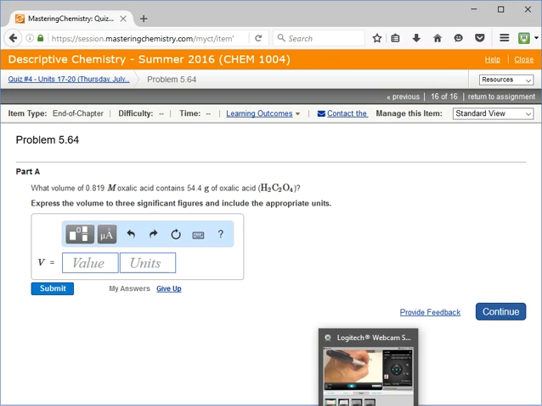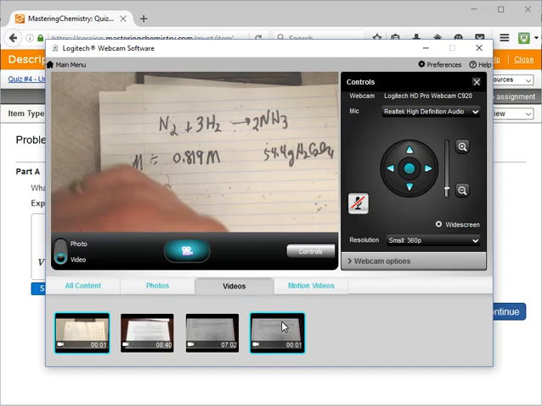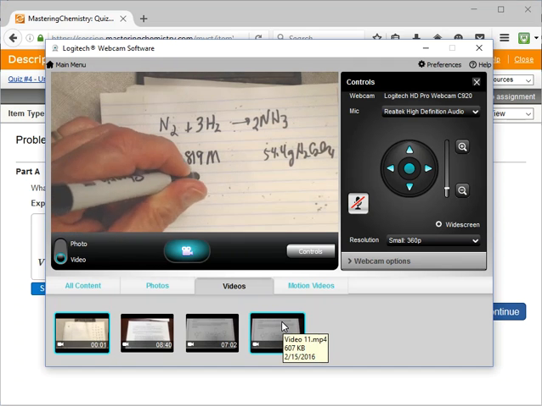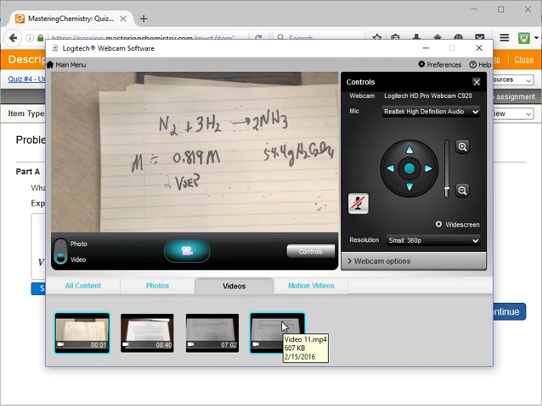And I'm at 54.4 grams of H2C2O4. And the question is, what volume do I need? What's the volume I have to get that much? Get the picture in your mind of this thing. You have a solution, you have a concentration of it. How much do I have to pour out until I have this much mass of that solute inside of there?